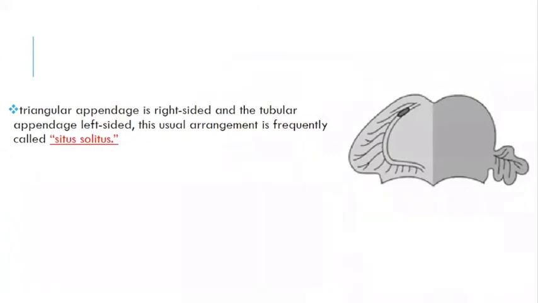Regarding the arrangement, if the triangular appendage is on the right side and the tubular appendage is on the left side, as can be shown here in the picture, the usual arrangement is frequently called situs solitus. This is the usual arrangement.